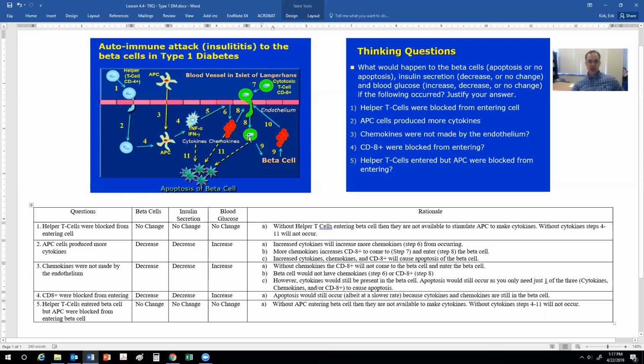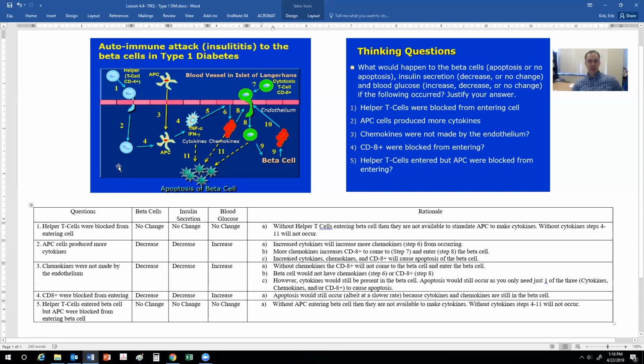What if CD8 pluses are blocked from entering the cell? Well, less CD8s would be coming into the cell. However, apoptosis would still occur because you still have the cytokines and the chemokines coming into the cell, which would cause apoptosis of the beta cell. So you'd have a decrease in beta cells, a decrease in insulin secretion, but an increase in blood glucose.